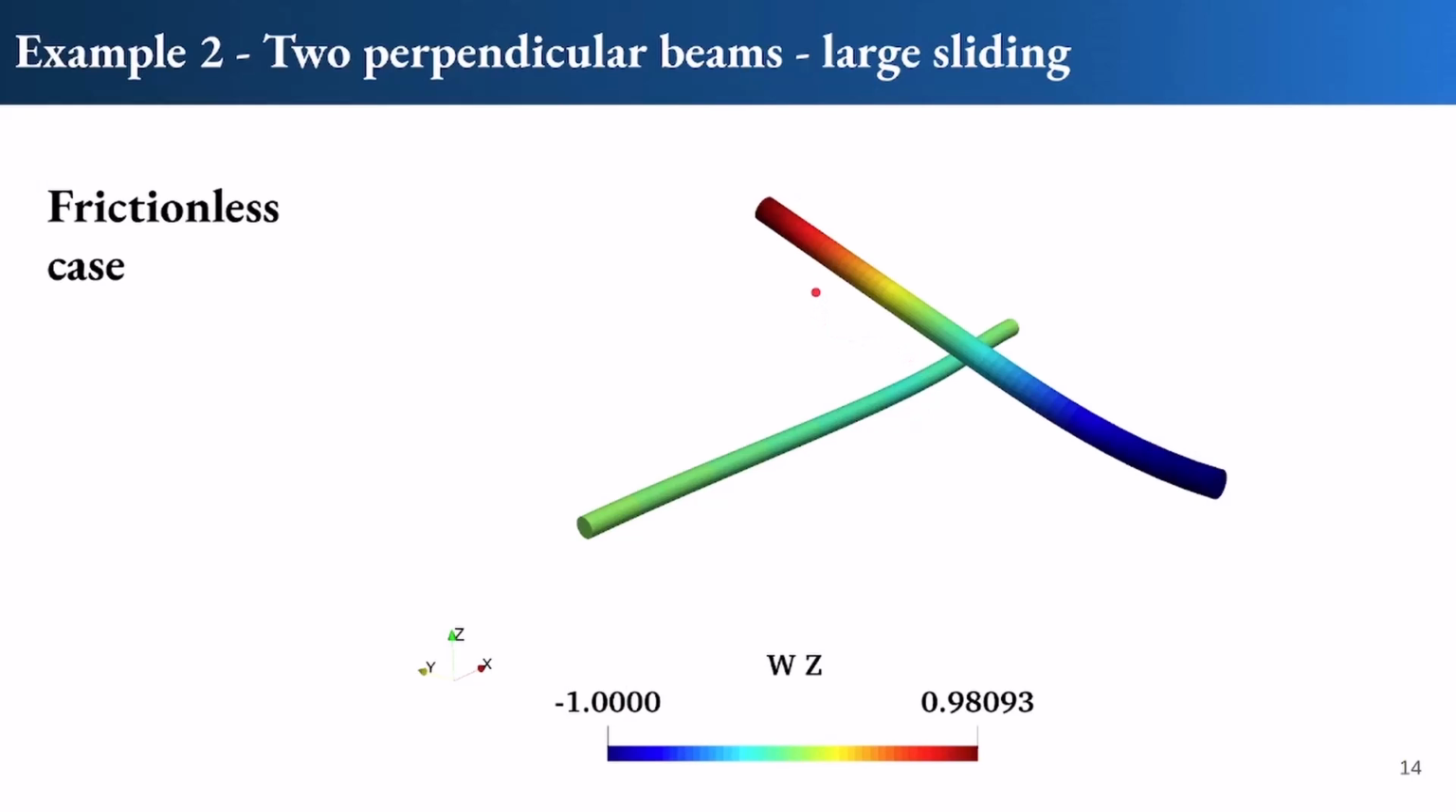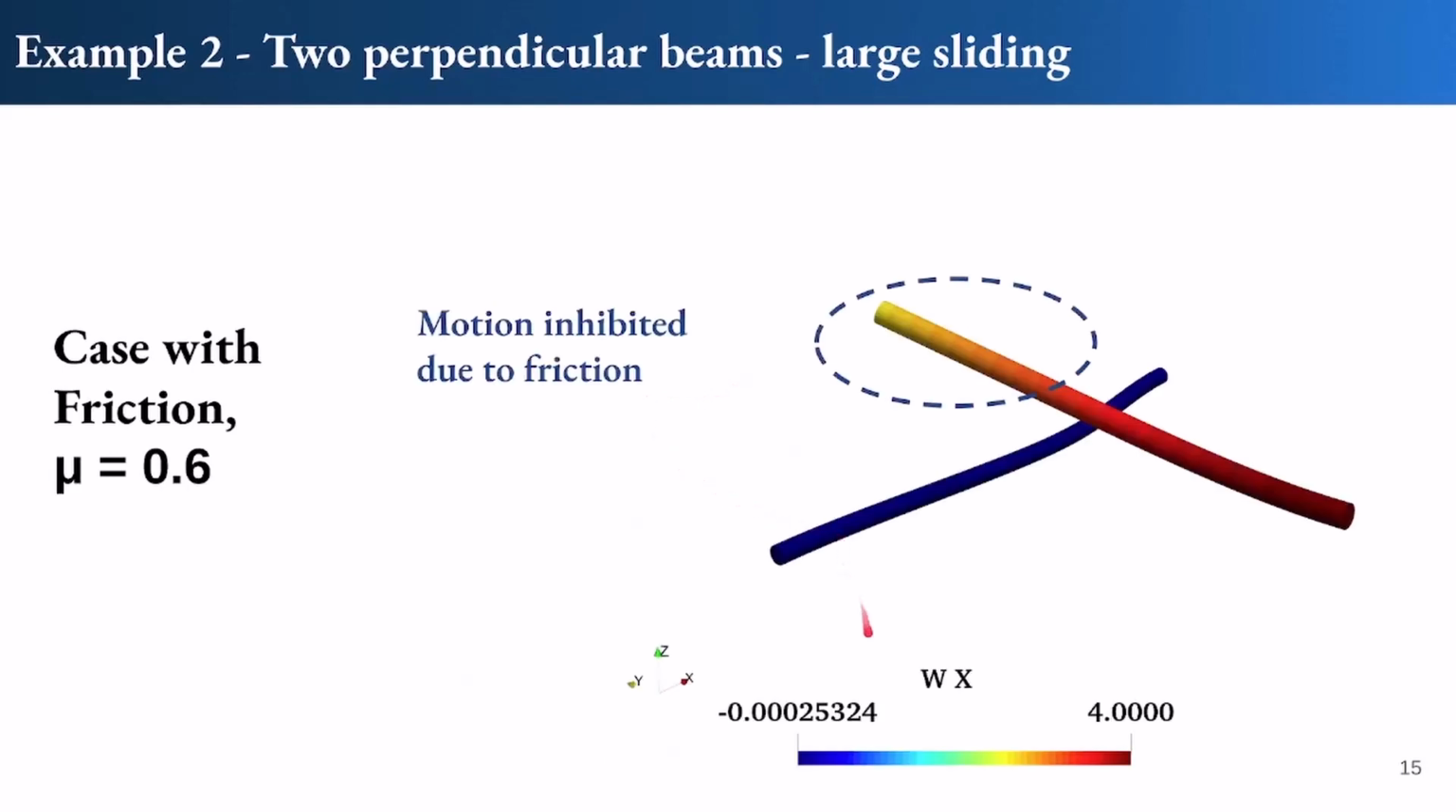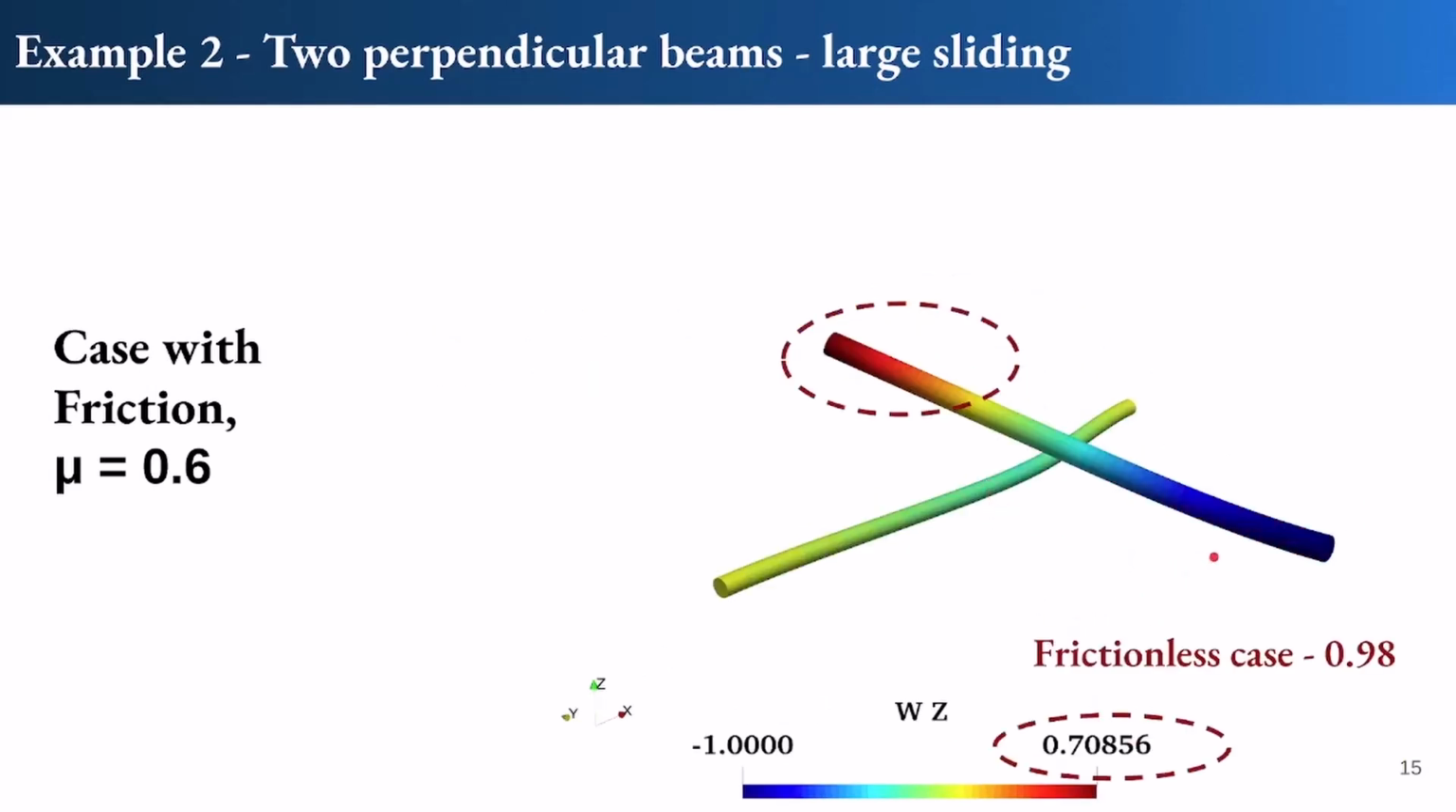Now, if there is friction, which is this case, friction with mu equal to 0.6, the picture over here clearly shows that the displacement at this right end of the beam is inhibited. Now it's not all red. So there is a restriction of the motion due to the addition of friction. Similarly, for the displacements in the z direction, even though it's -1 here, which is the displacement we provided, on the other end, for the frictionless case, it was 0.98.